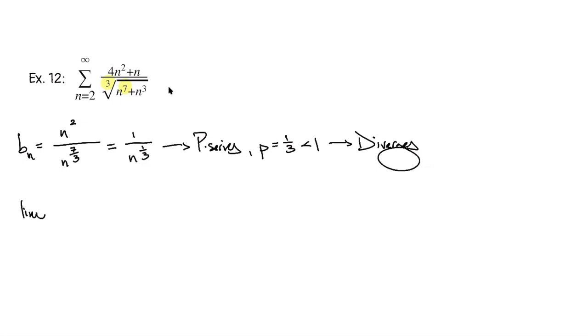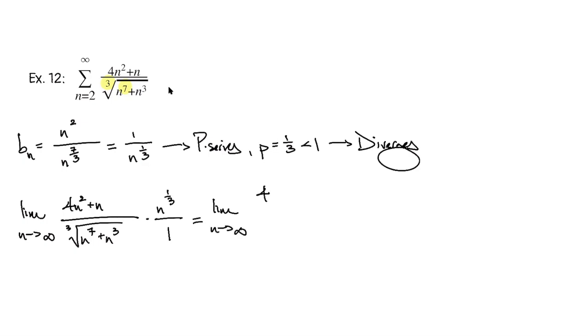So let's set up our limit comparison test. This time I'm going to keep my a sub n the way it is. And I'm going to multiply by 1 over b sub n, which is going to be n to the 1/3 over 1. Okay. Again, you could flip whichever one you feel more comfortable with. It doesn't matter, but don't flip them both. You only flip one of them. Okay. All right. So let's do a little combining.